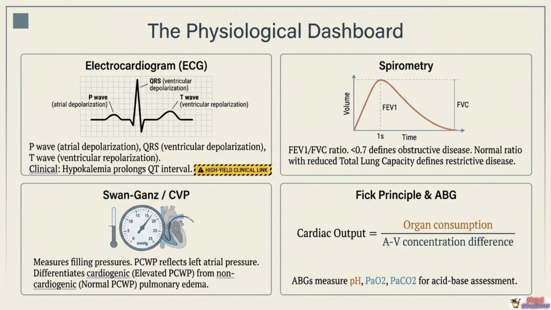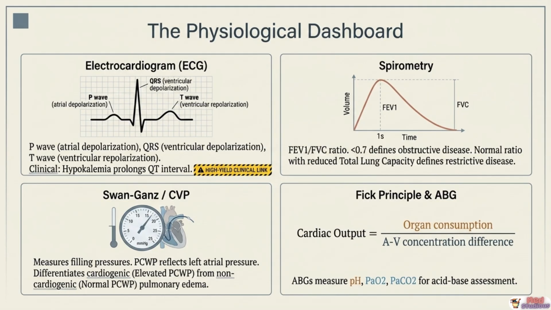Pulmonary performance is tracked via spirometry. An FEV1 to FVC ratio under 0.7 defines an obstructive lung disease, whereas a normal ratio, coupled with a reduced total lung capacity, indicates restrictive lung disease. To track hemodynamics in critical care, a Swan-Ganz catheter measures key filling pressures. The pulmonary capillary wedge pressure directly reflects left atrial pressure, allowing clinicians to differentiate cardiogenic pulmonary edema from non-cardiogenic causes like ARDS.